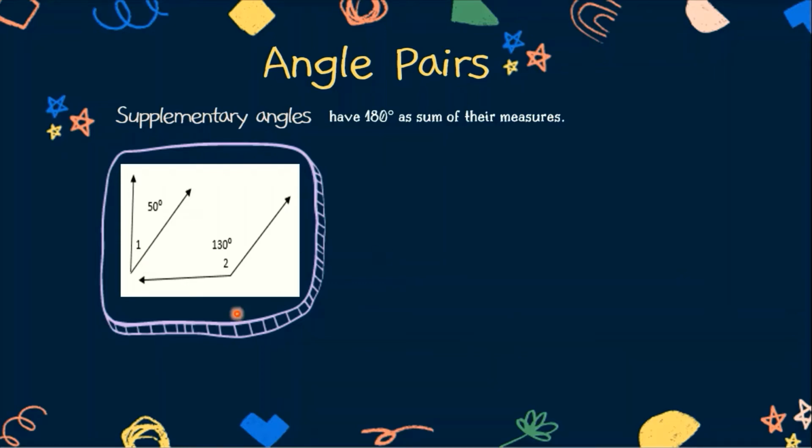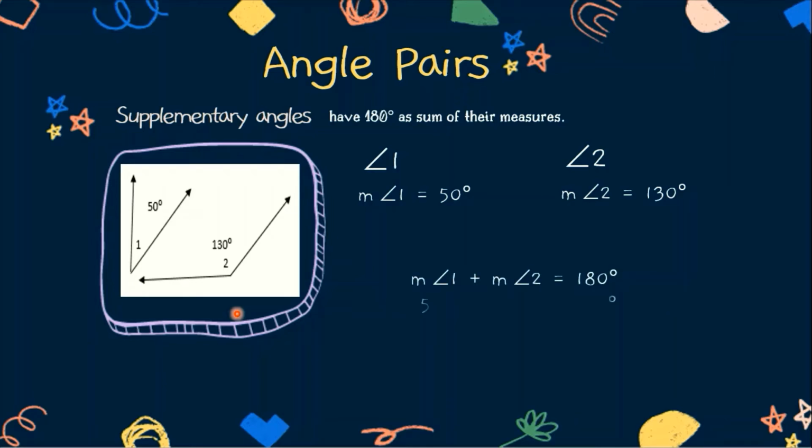So for this illustration, we have two angles, angle 1 and angle 2. The measurement of angle 1 is 50 degrees, while the measure of angle 2 is 130 degrees. We need to add them together and then we must have 180 degrees. Kaya naman 50 degrees, ito yung measure ng ating angle 1 added to the measure of angle 2 which is 130 degrees. 50 plus 130 is equal to 180 degrees. Therefore, angles 1 and 2 are supplementary to each other. Angles 1 and 2 are supplementary angles.